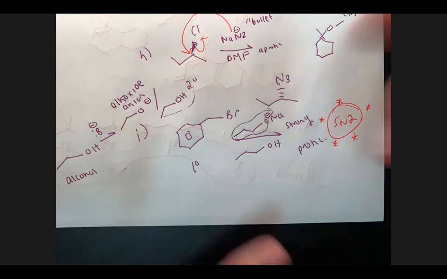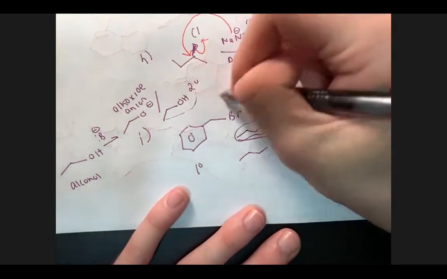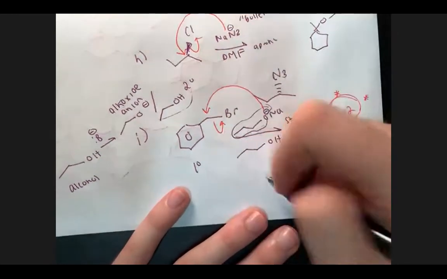Oh, the product, sorry. Yeah, so this is going to be SN2. Essentially the charge goes in here and kicks off the bromine. So you get a really long molecule now.